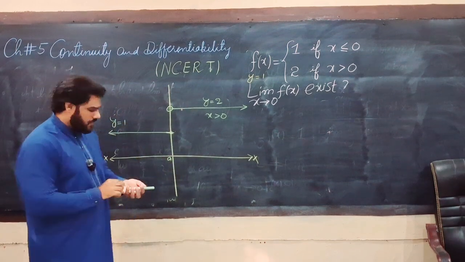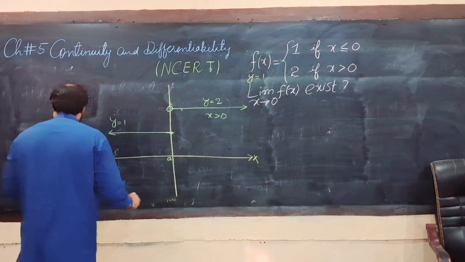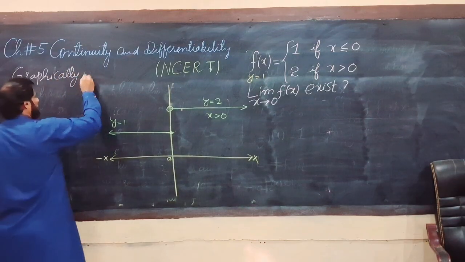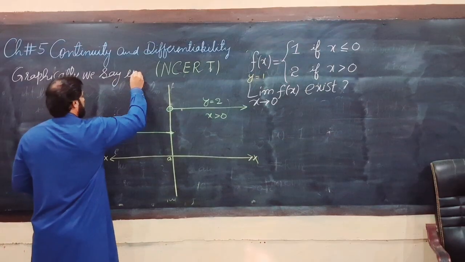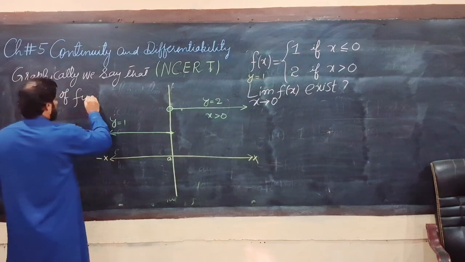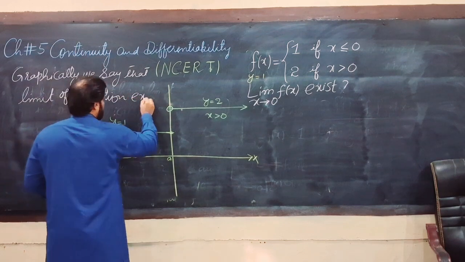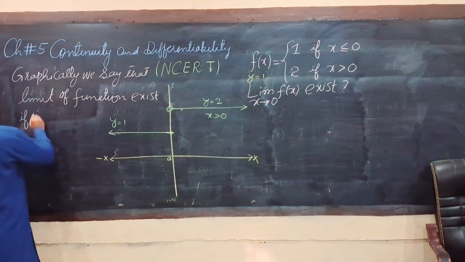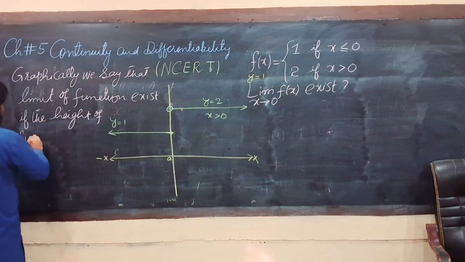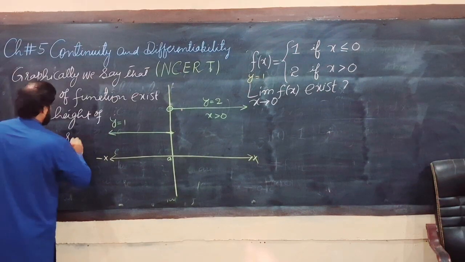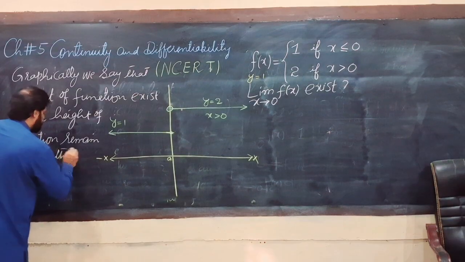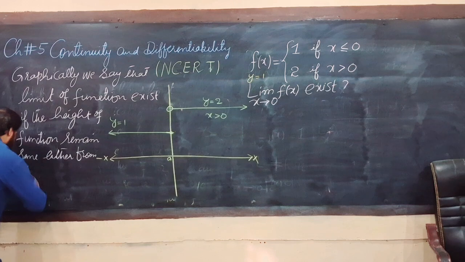Jump means graphically we say that the limit of a function exists if the height of the function remains the same either from left or right.